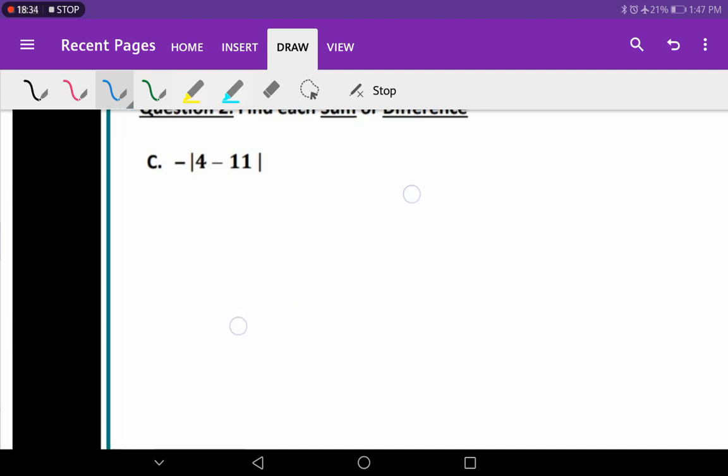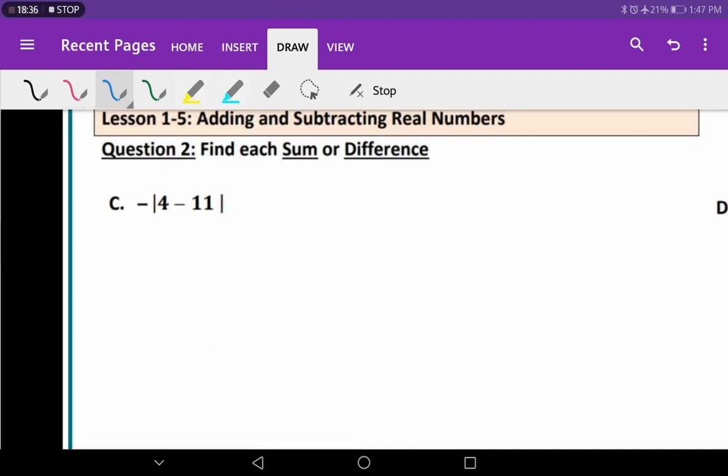Okay, regarding this question, this is called absolute value. Find each sum or difference. So this is called absolute value, my dear student. It makes everything inside positive. Okay? For negative 11, that means negative inside. I'm talking inside. For negative 11, clearly it is 7 or negative 7.